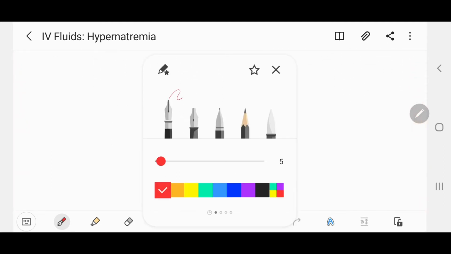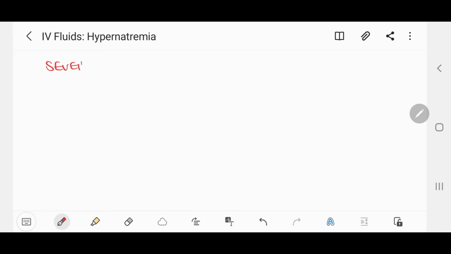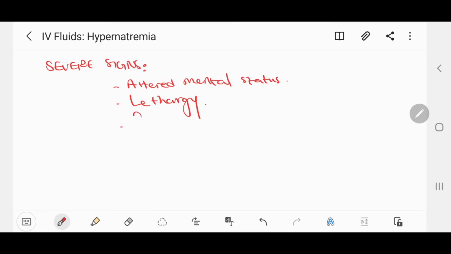Now I will be discussing the severe signs of hypernatremia. First one is altered mental status. The second one is lethargy. The third one is seizures. The fourth is hyperreflexia. And finally, coma.